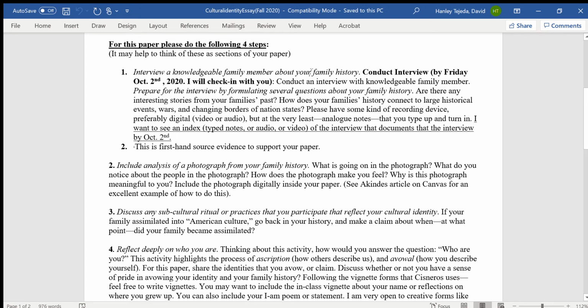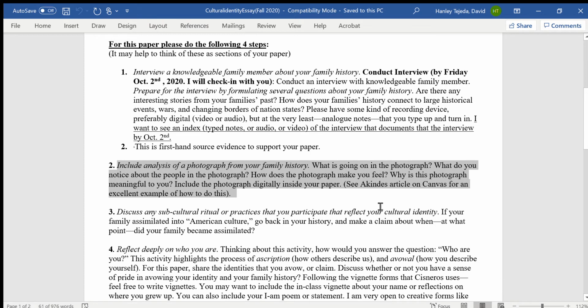So this is like the first-hand evidence for your paper, right? You're going to weave in some facts from this interview, quotations or tidbits of information from this interview for your paper. So that's the first step, conducting this interview and writing up the notes. The second step, and a lot of people really like this, is you're going to do a photo analysis of a family photo from your family history.